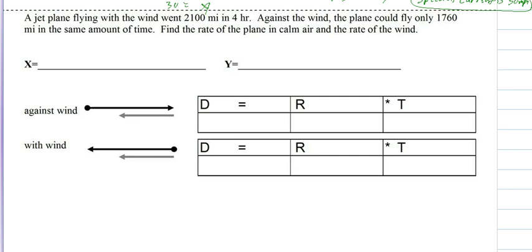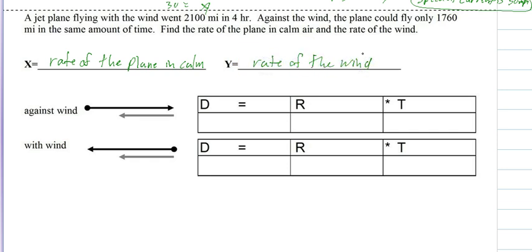So a jet plane flying through the wind went 2,100 miles in 4 hours. Against the wind, the plane could fly only 1,760 miles. Find the rate of the plane in calm air and the rate of the wind. So that's where we have the x and the y. And we always want to make x the rate of the object. So in this case, it's a plane in calm air. And then the other one is just the rate of the wind.